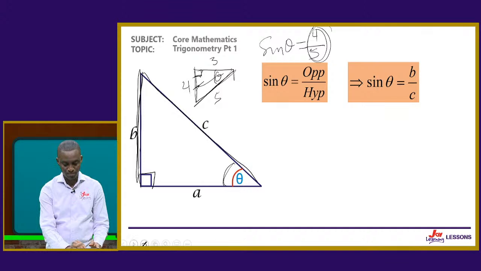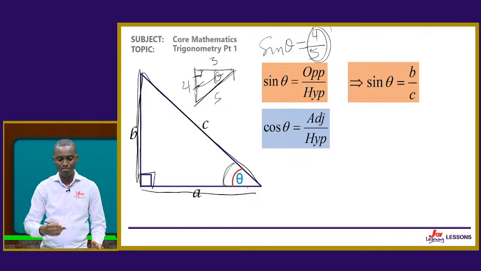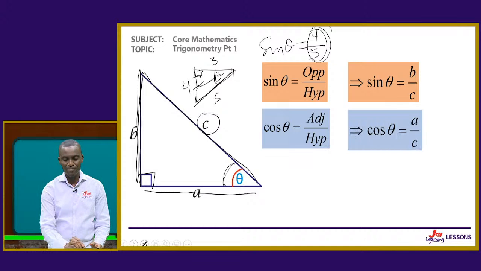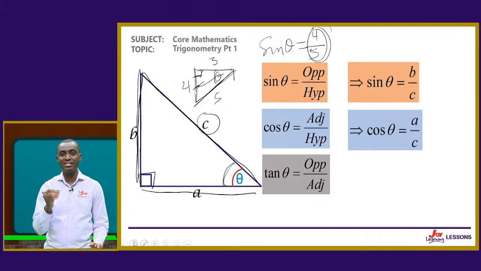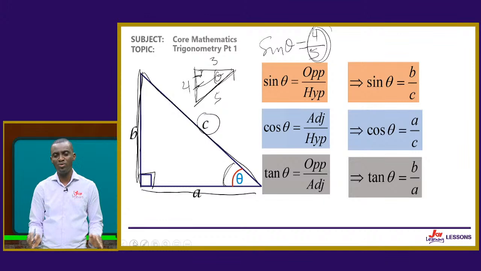So if I want to define the theta by cos, the complement of sine, then I will measure the adjacent side here and divide it by the hypotenuse side. And that will give me the cosine. And if I want to find the theta using the tangent, or tan theta, again, I will do opposite over adjacent. And this is very, very important.